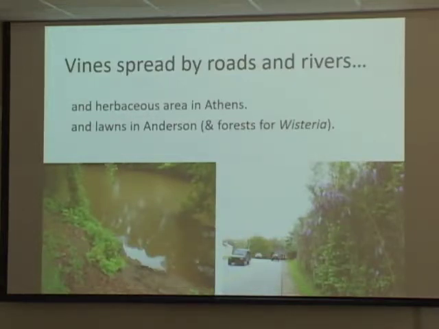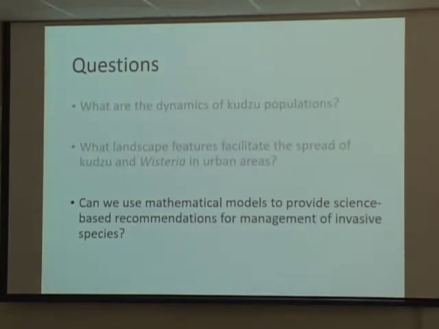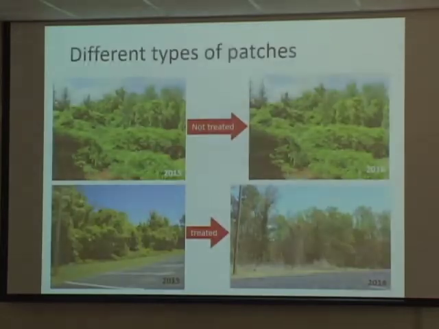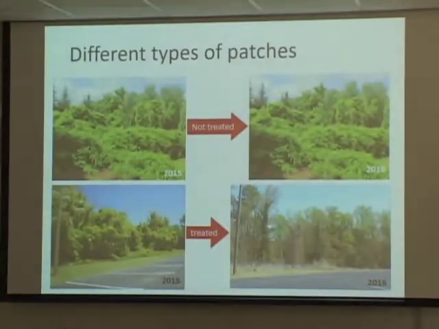But there are still a lot of patches along roads and rivers, and so it would be nice to have some more information to target management. So can we use mathematical models to provide science-based recommendations for management of invasive species? Some perennial invasive species, like kudzu, are difficult to remove because they store carbohydrates in their roots, and even after managing them, they can grow back.